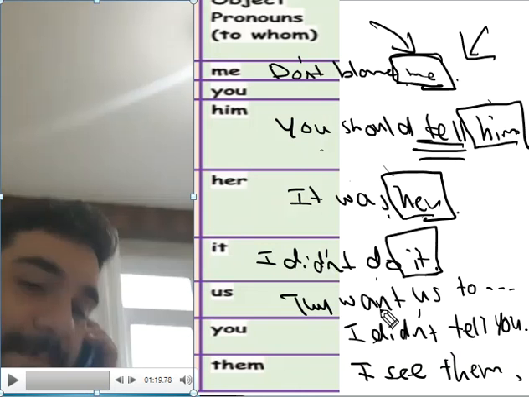They want us. See how each pronoun is preceded by a verb, like there's a verb before it. I didn't tell you. There's a verb here, tell. I see them. So each pronoun is preceded by a verb, which means these pronouns are receiving the action of the verb. We call them object pronouns.